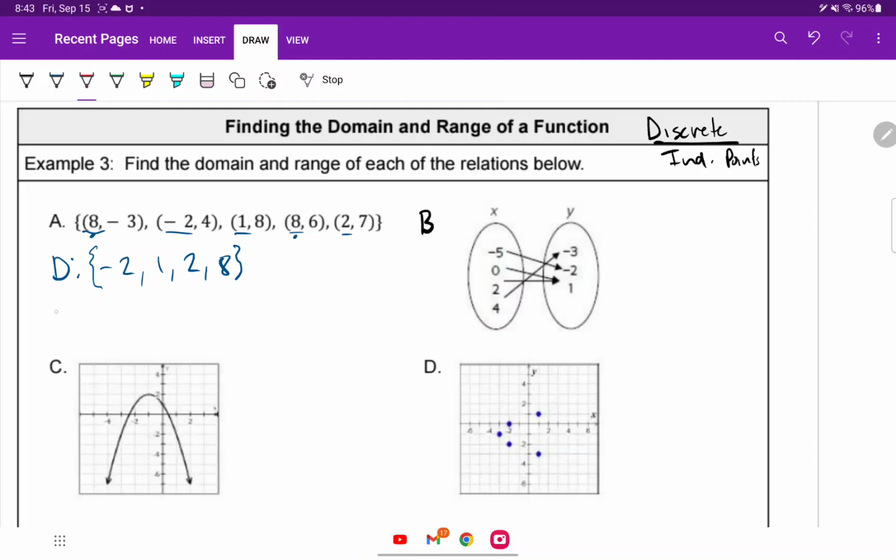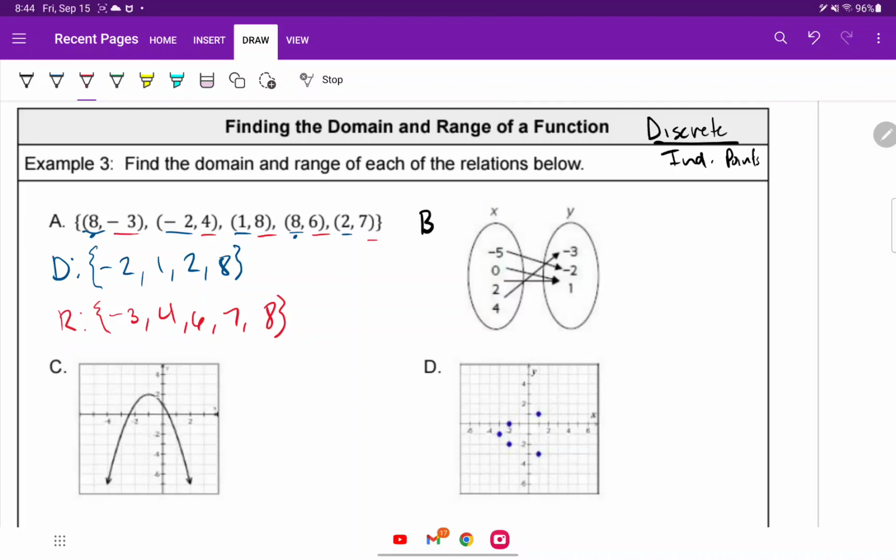All right, and the range is going to be done in the same manner, except the range are our y values. So -3, 4, 8, 6, and 7. So here, our smallest value will be -3 on the left. Then we go to 4, 6, 7, and 8. None of them repeated, so that's why I wrote every single one. And there's my range.